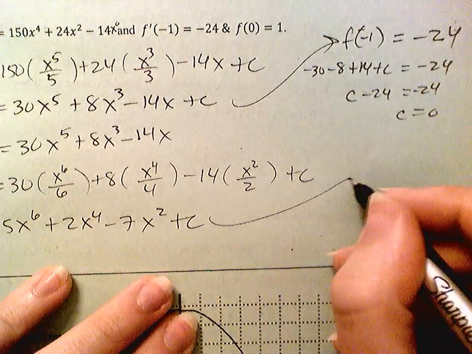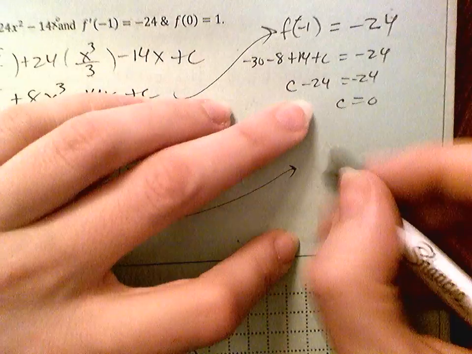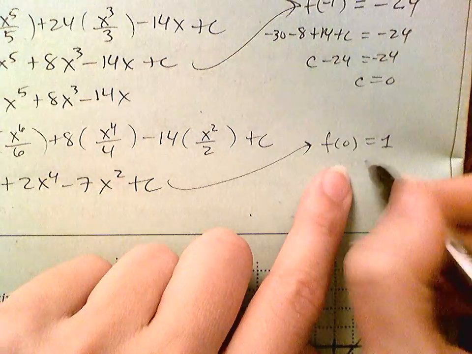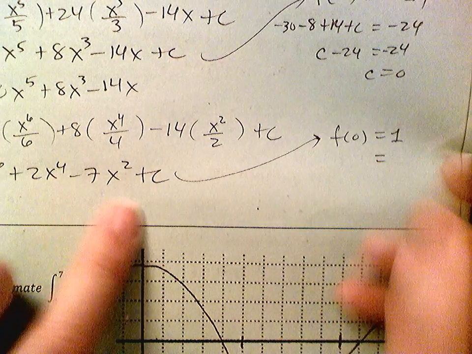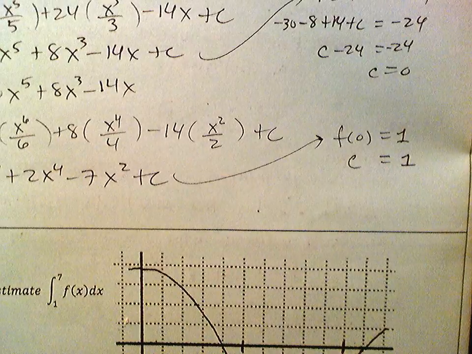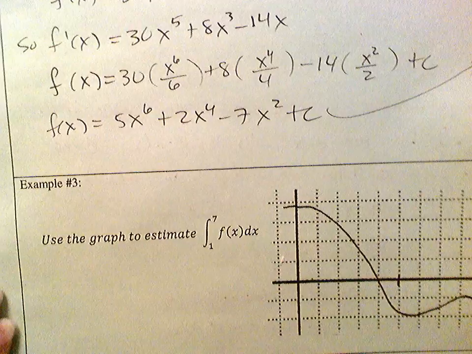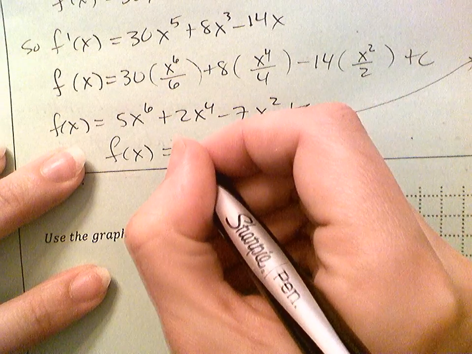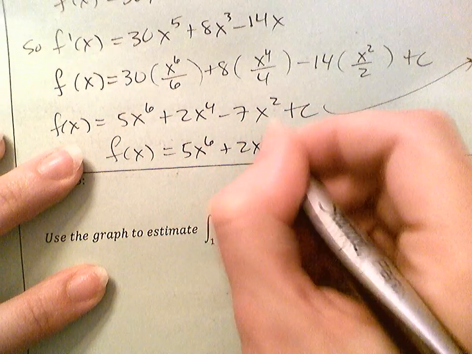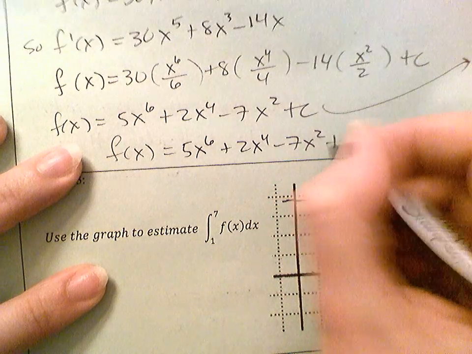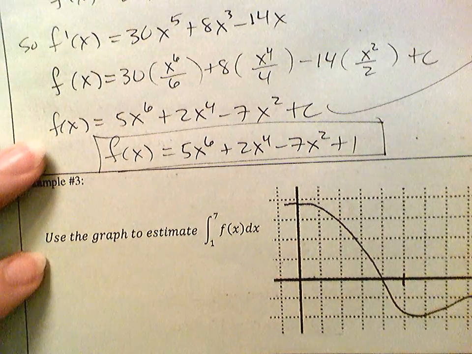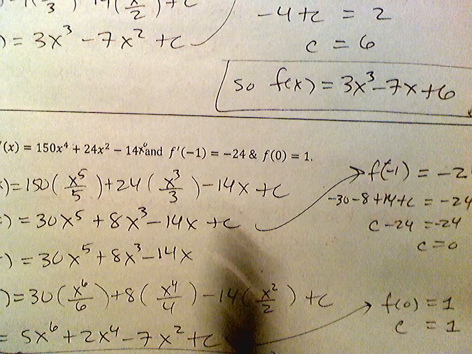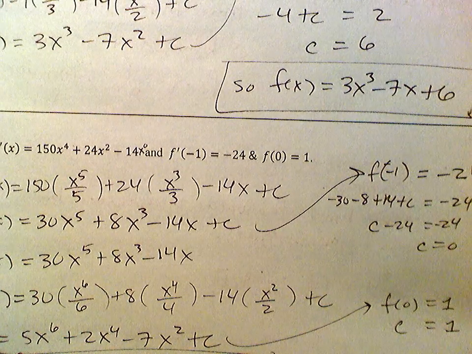Alrighty, and then over here I'll use the fact that f of 0 equals 1. On the left side of this equation, I'll plug 0 into the antiderivative that I found, and I end up with c, just plain old c, equals 1. So the final answer is that we've got 5x to the 6th plus 2x to the 4th minus 7x squared plus 1. So this is the single member of the antiderivative family that satisfies these two conditions here. Okay.